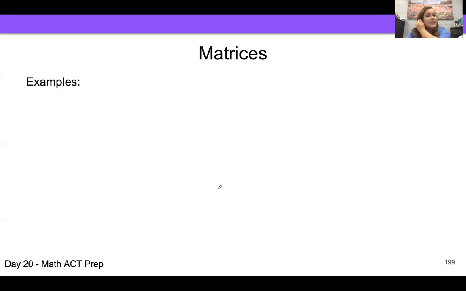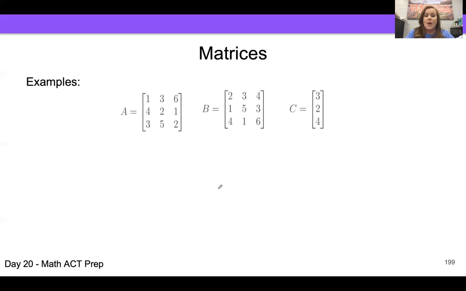So here's an example of some matrices. We've got matrix A, matrix B, matrix C. If we look at matrix A, we've got 3 rows, 3 columns. This is a 3 by 3. B is 3 rows, 3 columns. This is a 3 by 3. C has 3 rows, but only 1 column. It's a 3 by 1.